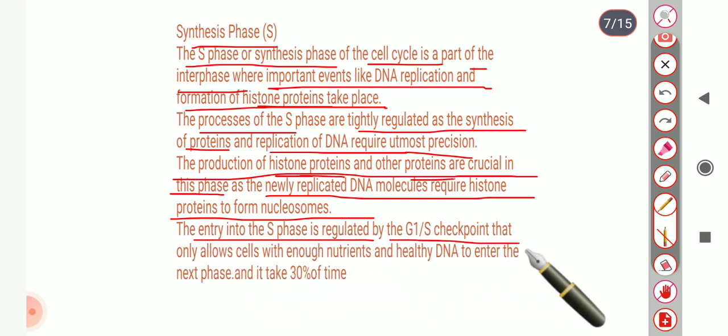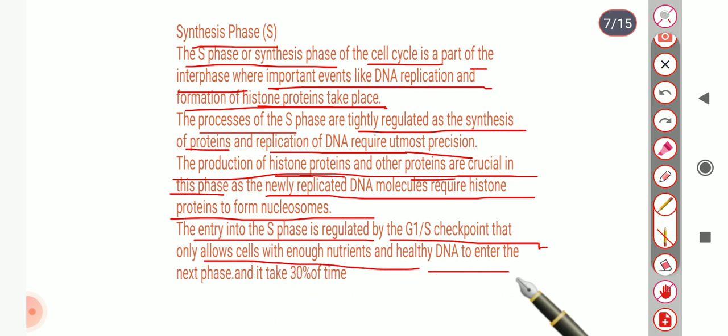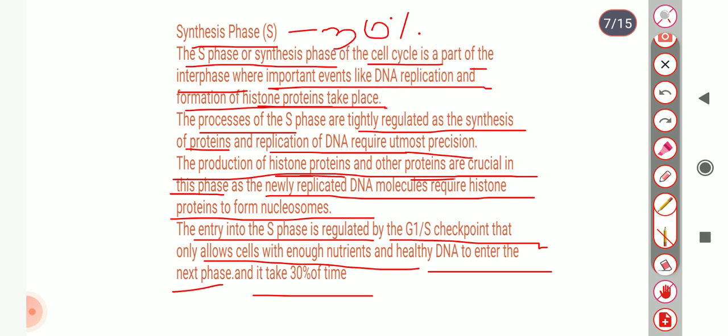It is regulated by the G1/S checkpoint, which allows the cell with enough nutrients and healthy DNA to enter the next phase. The synthesis phase takes 30% of the time. If the DNA is not healthy, then it stops here, and no division occurs.